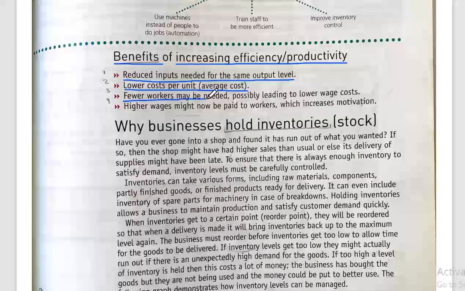Fewer workers may be needed, possibly leading to lower wage costs. So whenever I'm using, let's say, automation, as we said in the previous point, definitely I will use fewer workers to do the same amount of output.